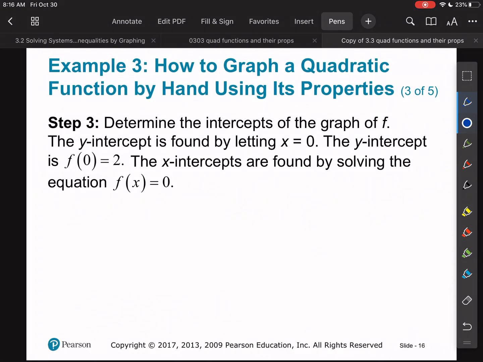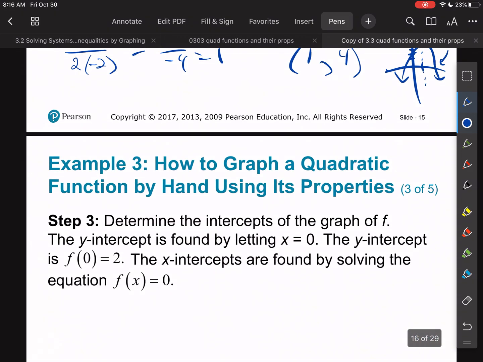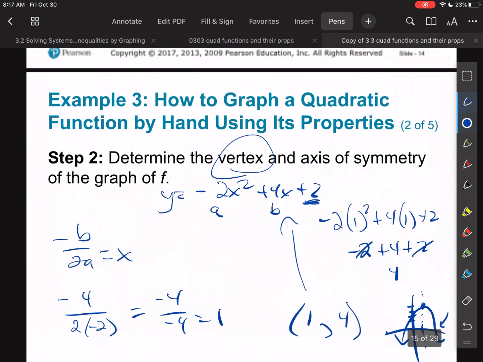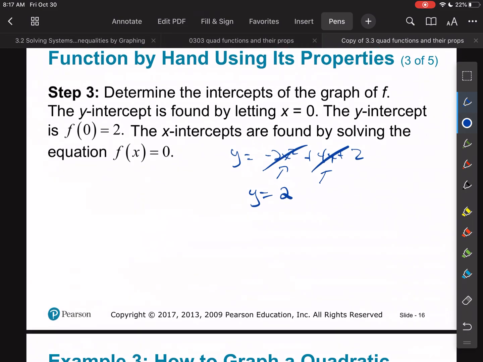The y-intercept that we already know about is if we plug in a 0 for x. So if we have y equals negative 2x squared plus 4x plus 2, and I plug zero in for x, that'll be my y-intercept, so I know that happens at 2, because this will go away, this will go away. The harder one is to see what happens when I set y to equal 0. So if y equals 0, I would say 0 equals negative 2x squared plus 4x plus 2.